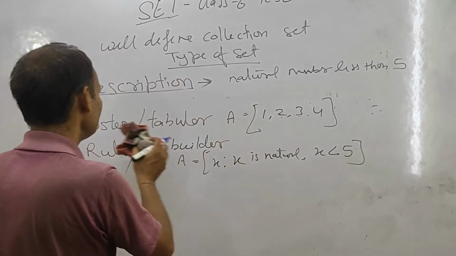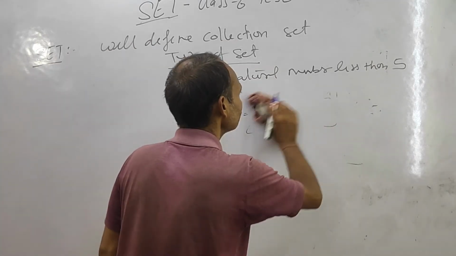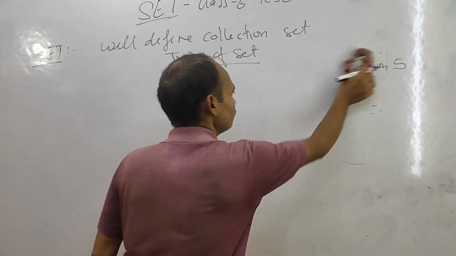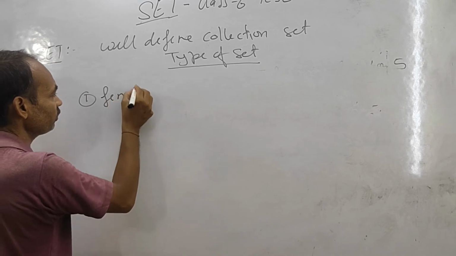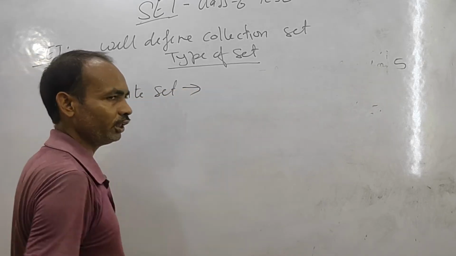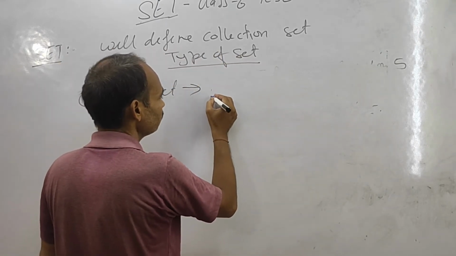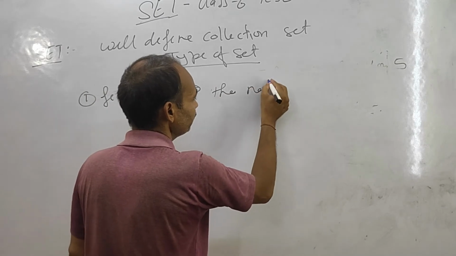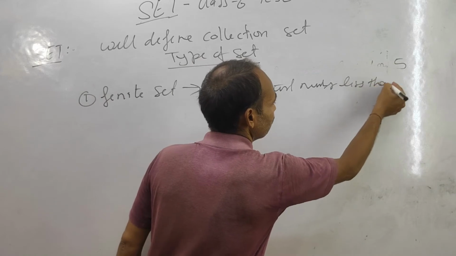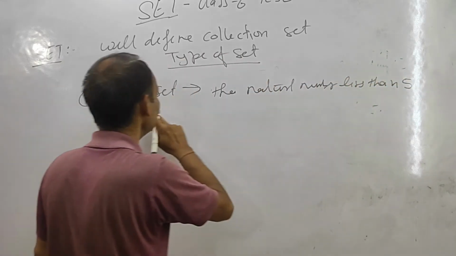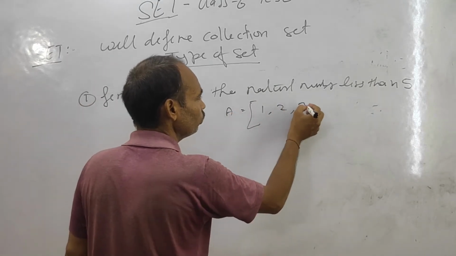These are the methods of writing a set. Now, types of set also define many kinds of set. Finite set. In a finite set, there is a limited number of elements. The natural numbers less than 5 form a finite set, because you can write the elements 1, 2, 3, 4.